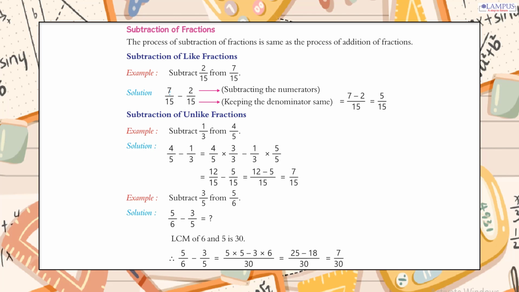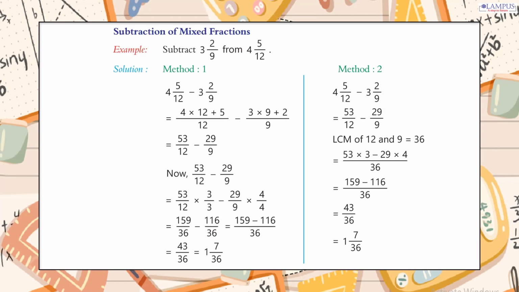Example. Subtract 3 by 5 from 5 by 6. Solution. 5 by 6 minus 3 by 5. LCM of 6 and 5 is 30. Therefore, 5 by 6 minus 3 by 5 equals 5 multiply by 5 minus 3 multiply by 6, whole divide by 30, equals 25 minus 18, whole divide by 30, equals 7 by 30.